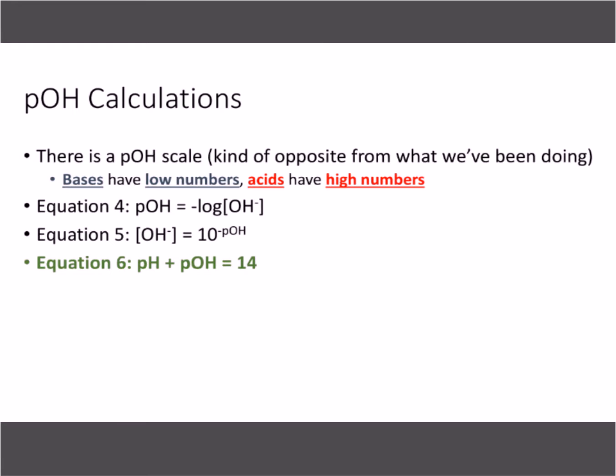And bases have a high pH. Now what I'm about to tell you guys is that there's also a pOH scale, where you're looking at the hydroxide ion as the ion of interest. That scale is flipped. Okay? Bases on the pOH scale have low numbers. Acids have the high numbers. Okay? So you can kind of highlight that in your notes if you want to.